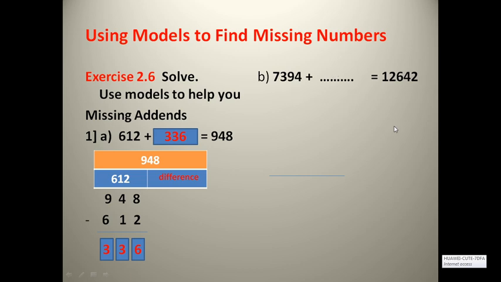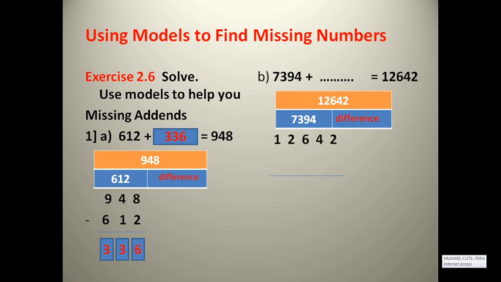So how can we do it again like this exercise? What we will do, we will take the bigger number and subtract the smaller number from it. So here, with the help of the model, this is the total, 12,642, and we have only 7,394. So what is the number here? We will subtract. We will write first 12,642 and we subtract minus 7,394.